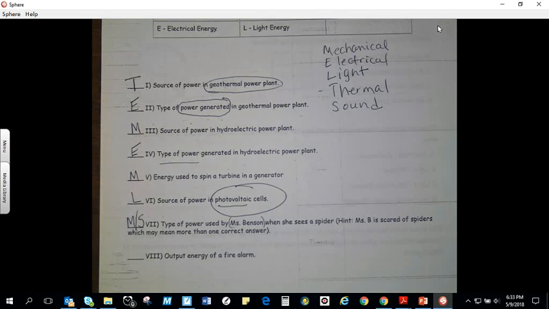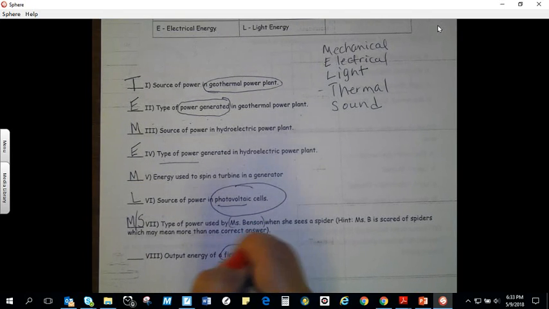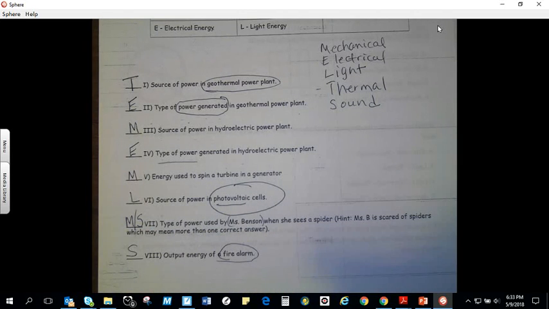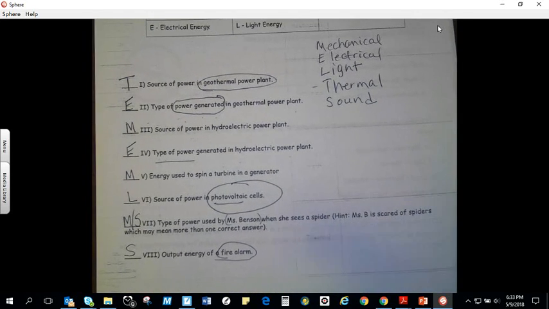All right. Output energy of a fire alarm. Okay, in order for us to hear the fire alarm, that's sound energy. Okay. All right, now let's move on to the next one. We're almost done.